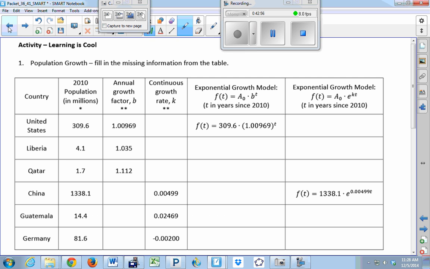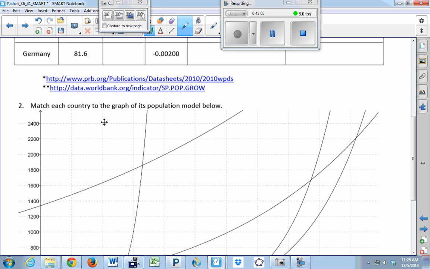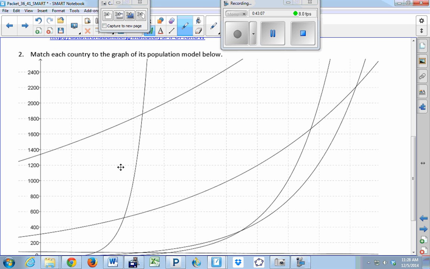If you have any questions trying to fill out this activity, just raise your hand and I'll help you. After you fill in this table, then you're going to actually start matching each of these graphs to the particular country that it represents.